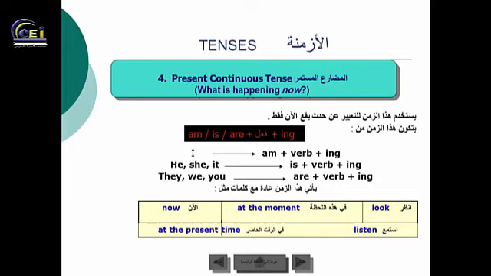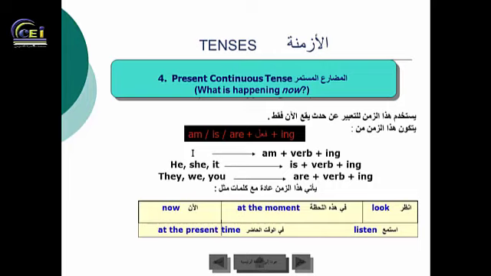I am plus verb ing. He, she, it is plus verb ing. But they, we, you are plus verb ing.